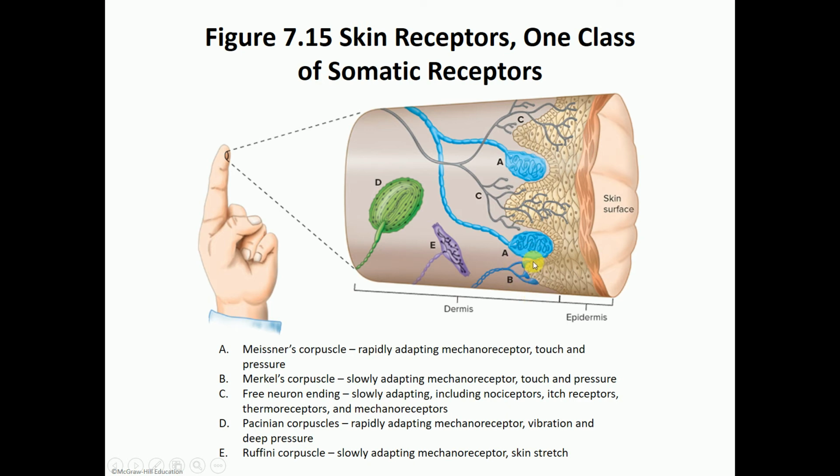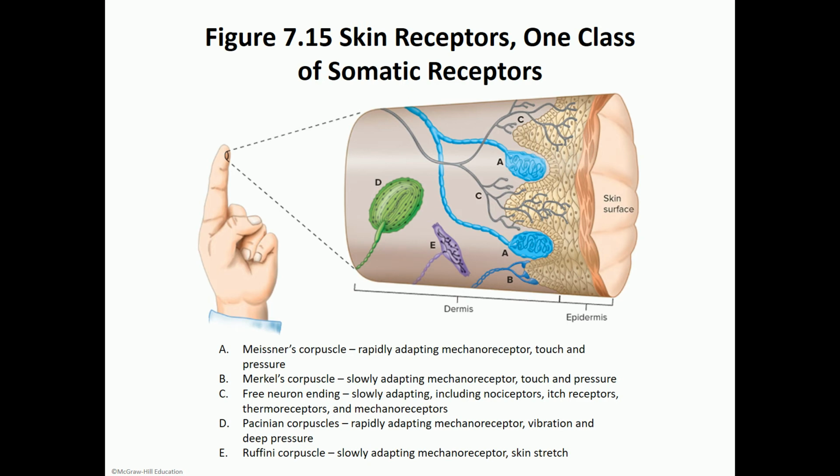These receptors right here, those are known as Merkel's corpuscles. They also pick up touch and pressure, but they are slowly adapting receptors. These gray nerve endings, there's nothing very special about them. They're very boring nerve endings. These pick up itch, and they also pick up pain. So they're also known as nociceptors. You'll find that term as we move on. Nociceptors are the same as the free nerve endings, and they pick up pain.